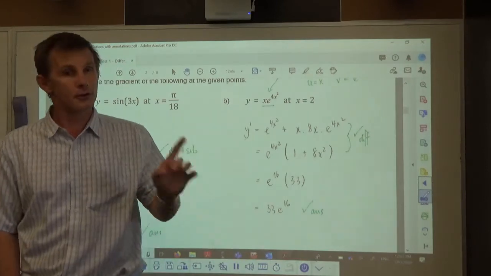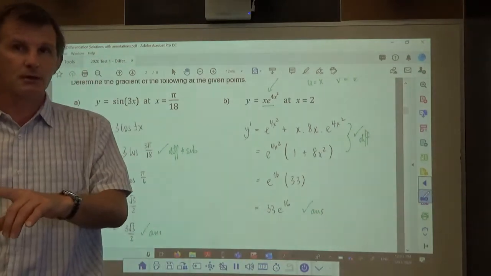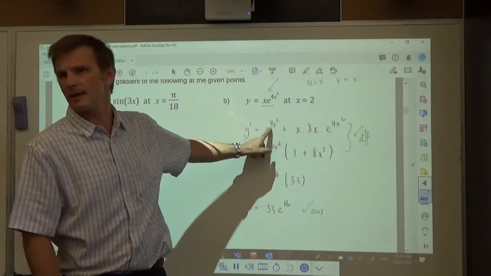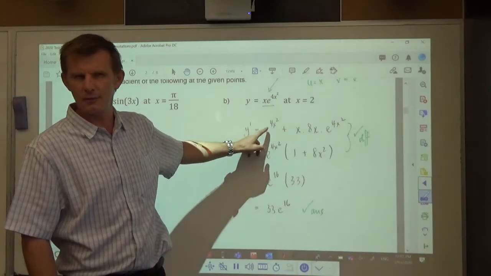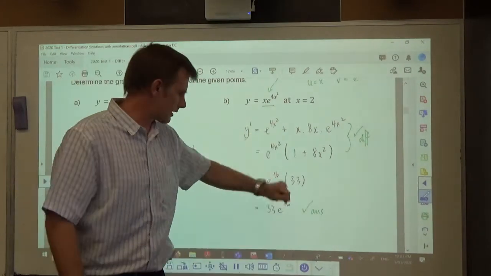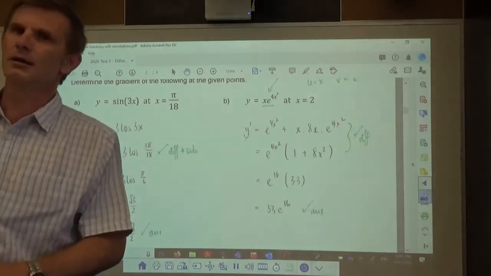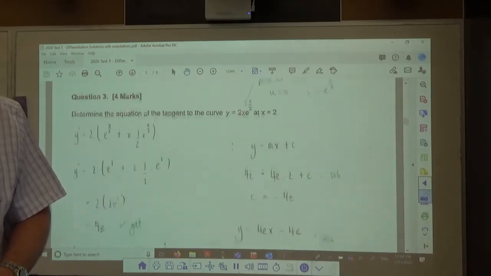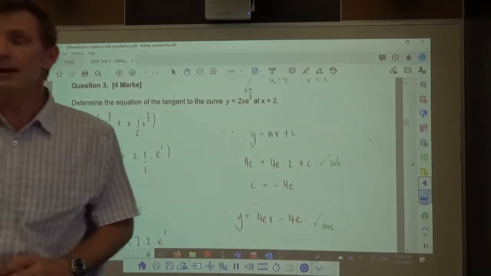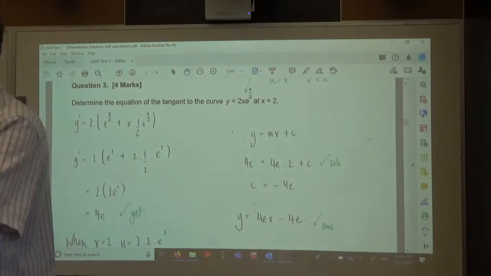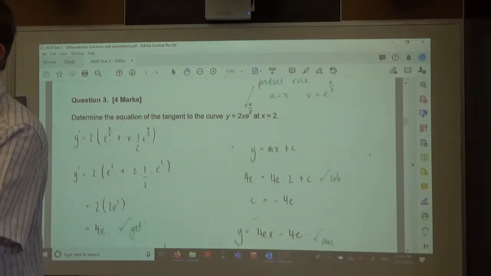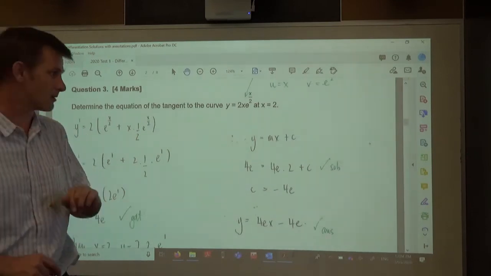If you got 32e to the 16th, then you missed the product rule, because I think you missed out on this bit here. So if you got anything but 33e to the 16th, I'm guessing your reason was product rule. Question number 4, or number 3. Now this one's a really good question. Again, product rule. So sorry if this is the 3rd time you've been hit by that one. You won't do it on the next one, I guarantee it.